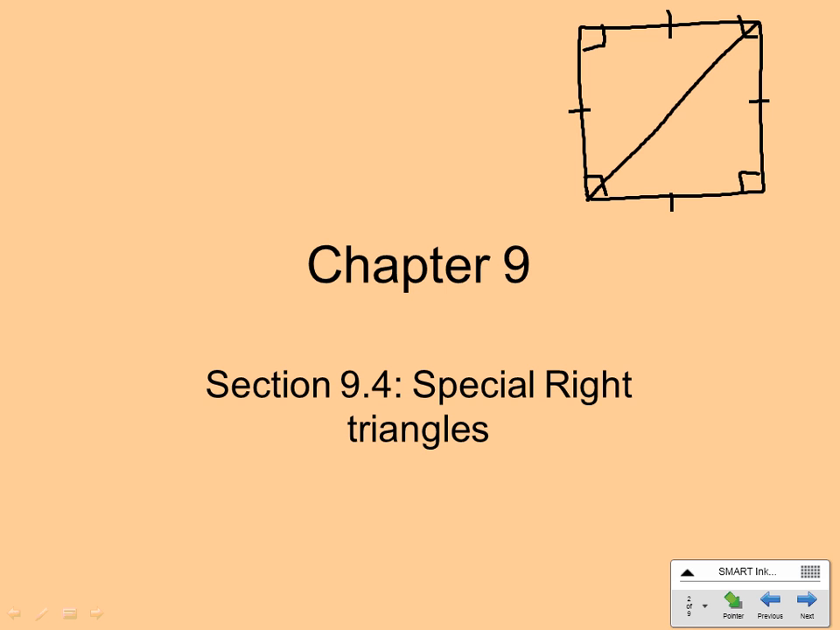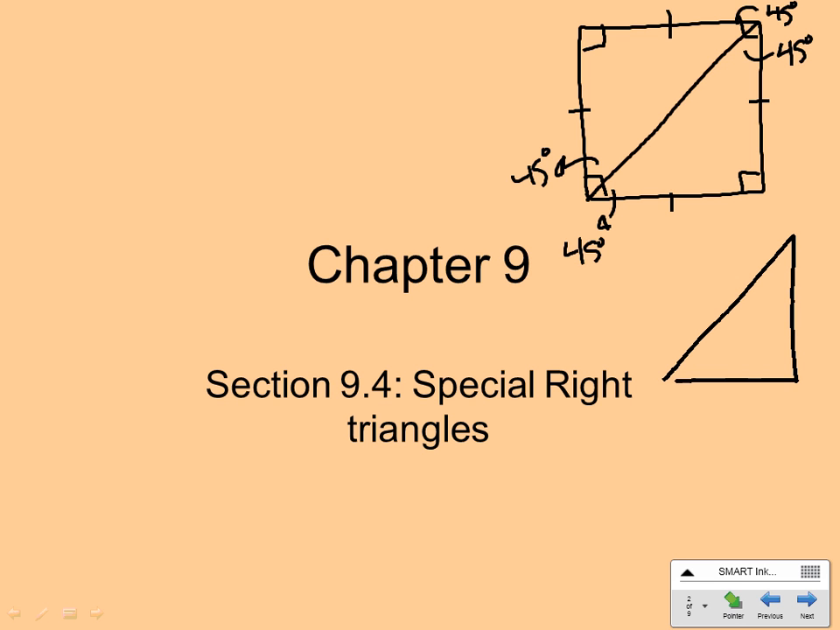I just said I'm only dealing with one. It bisects those angles. So what does this become? And this is? So this is 45. And? Alright. So if you look at this triangle, we have a 45, 45, 90 triangle.